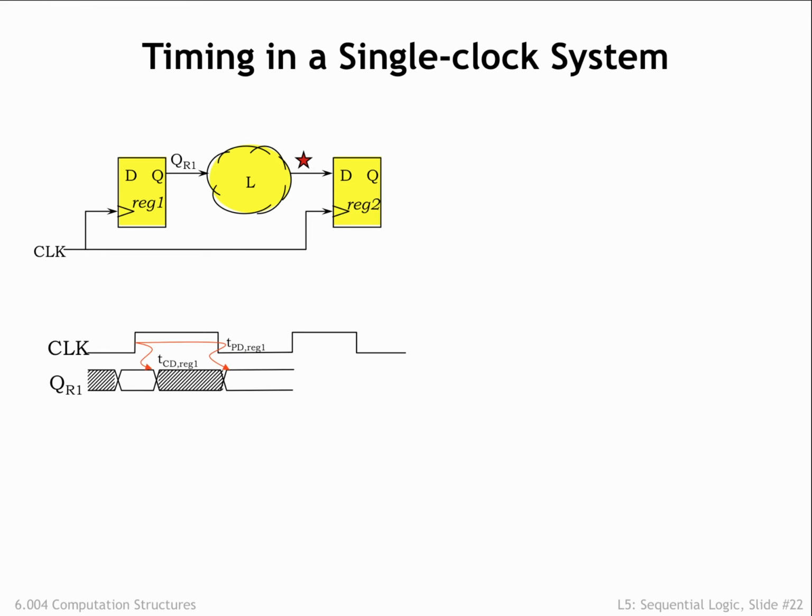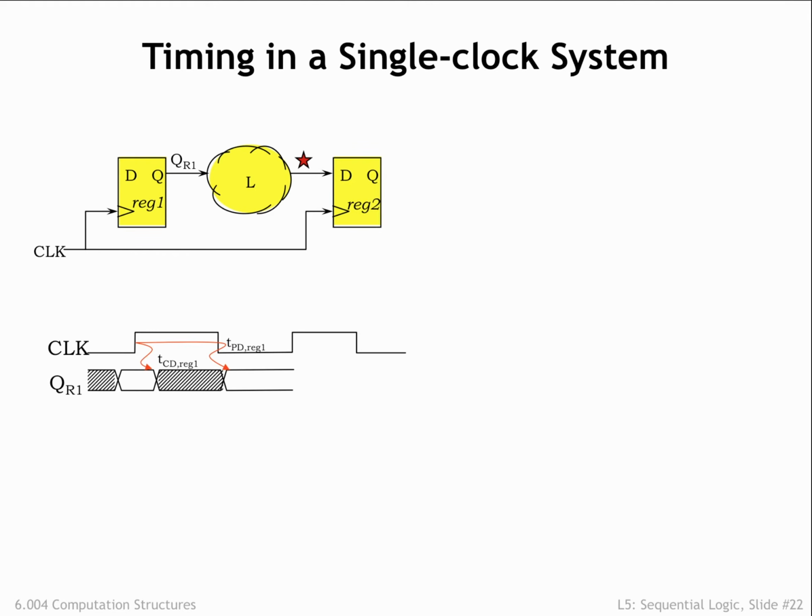Let's build a carefully drawn timing diagram showing when each signal in the system changes and when it is stable. The rising edge of the clock triggers the upstream register whose output, labeled QR1, changes as specified by the contamination and propagation delays of the register. QR1 maintains its old value for at least the contamination delay of reg1, and then reaches its final stable value by the propagation delay of reg1. At this point, QR1 will remain stable until the next rising clock edge.